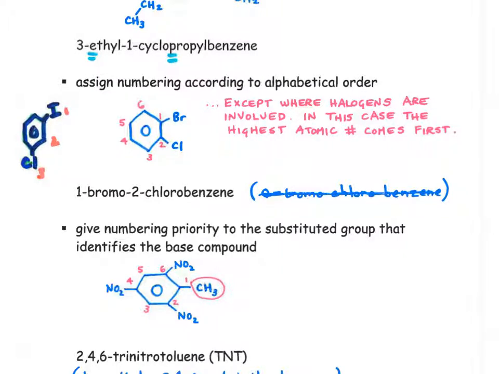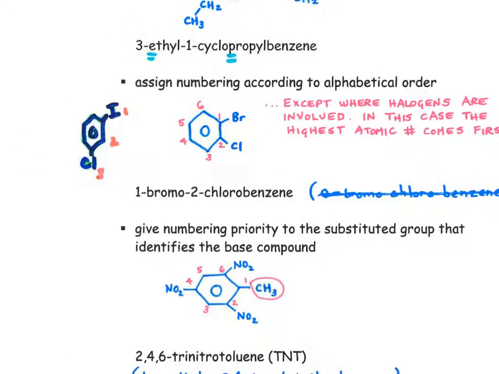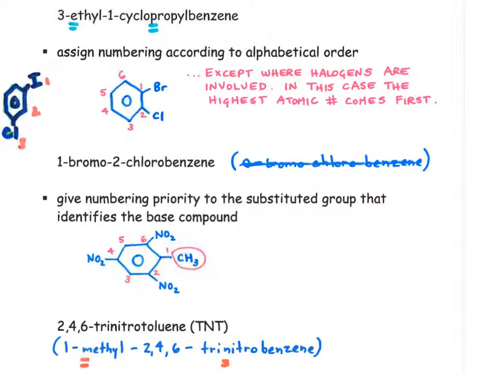So we can also assign numbering according to alphabetical order, again, except where the halogens are concerned. Another example of that is sketched on the left over here, where we have the iodo at the number 1 position and the chloro at the number 3. Iodo, of course, is towards the bottom of the table, a heavier element, and therefore takes numbering priority with the lower number. I have crossed out here the o-bromochlorobenzene. I'm hoping you can see that. I put it there on purpose so you can see that that's a do not do. That's why it's crossed out.